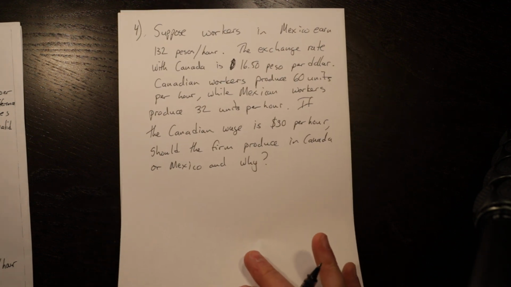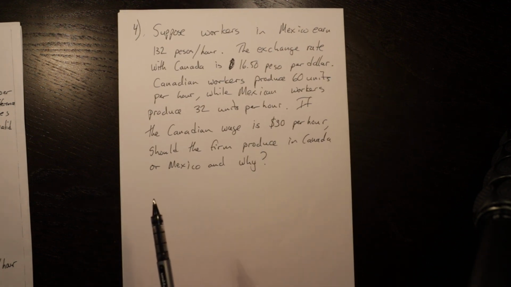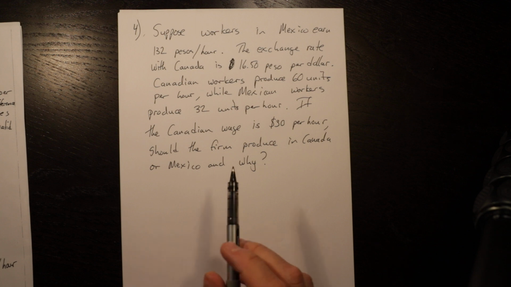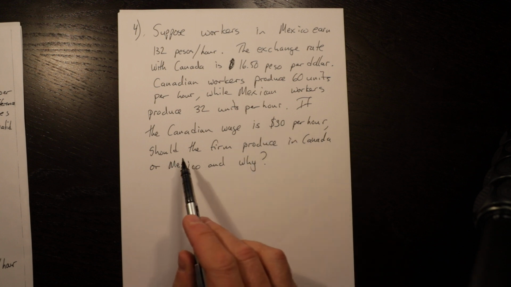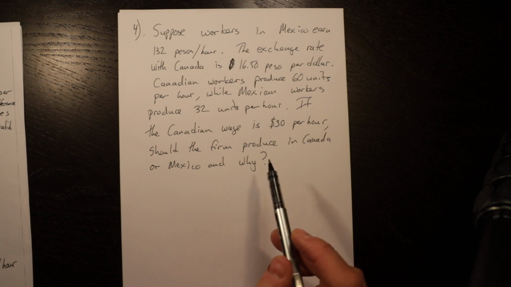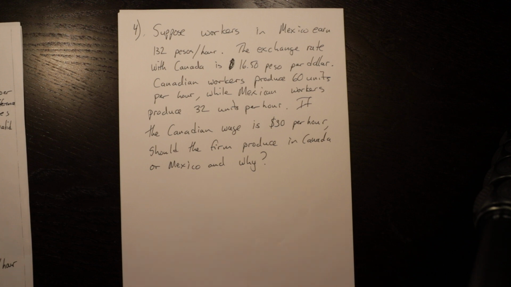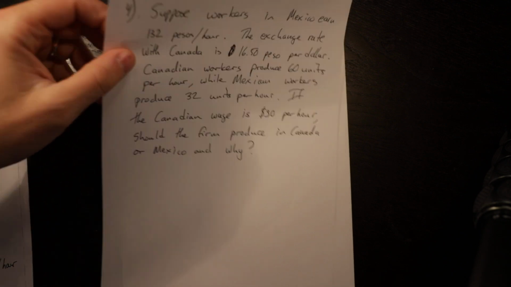The last question is one that many organizations face, and let's take a look at it. Suppose workers in Mexico earn 132 pesos per hour. The exchange rate with Canada is 16.5 pesos per dollar. Canadian workers produce 60 units per hour, while Mexican workers produce 32 units per hour. If the Canadian wage is $30 per hour, should the firm produce in Canada or Mexico, and why? So, we can do a direct productivity comparison in this circumstance.